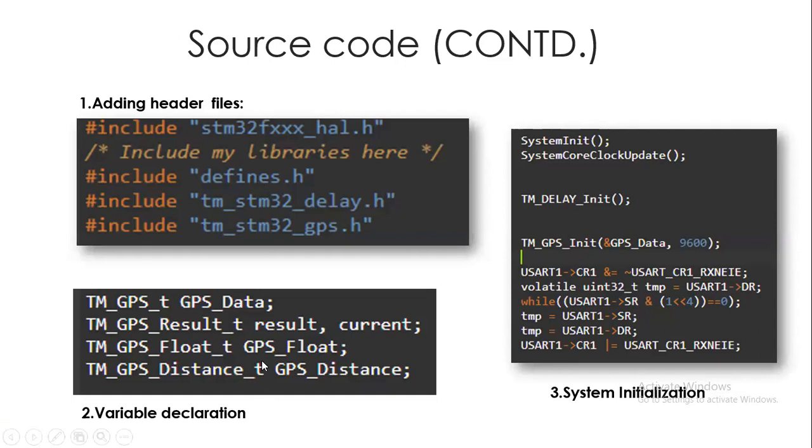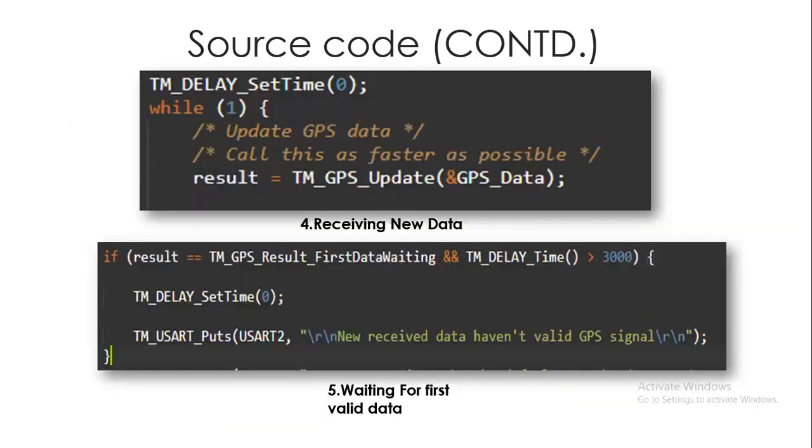Then there are some data structures which are necessary to use the GPS module. So we have declared those data structures and also some user-defined variables for data manipulation. Then the whole system needs to be initialized before it starts functioning. For this, the system init function is used and also the GPS module is initialized by the tm_gps_init function. We know that the GPS module receives data from the satellite continuously. So for updating the GPS data from time to time, the tm_gps_update function is used and the received location coordinate is stored in the result variable.